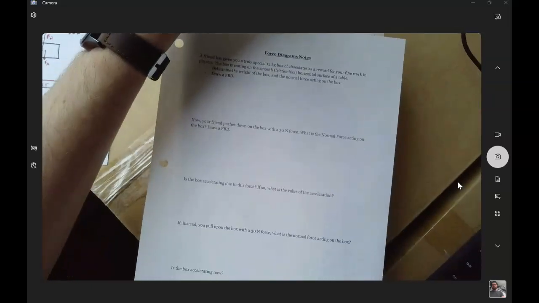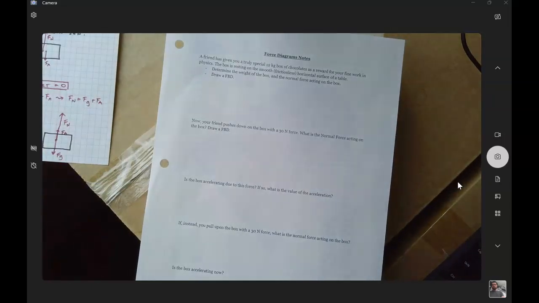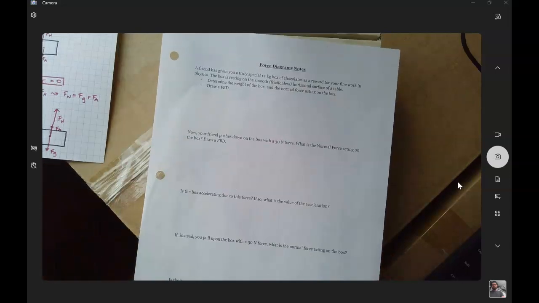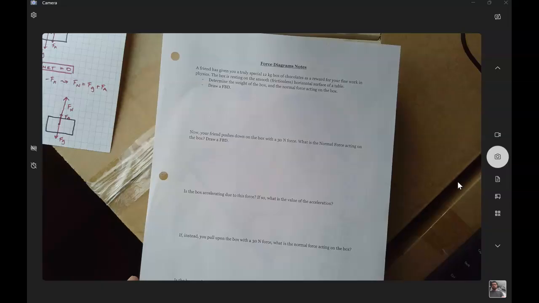It's very stinky in my room because it smells like formaldehyde because Mr. V is dissecting sheep brains. But I wanted to give you some force diagrams notes despite all of the chaos.